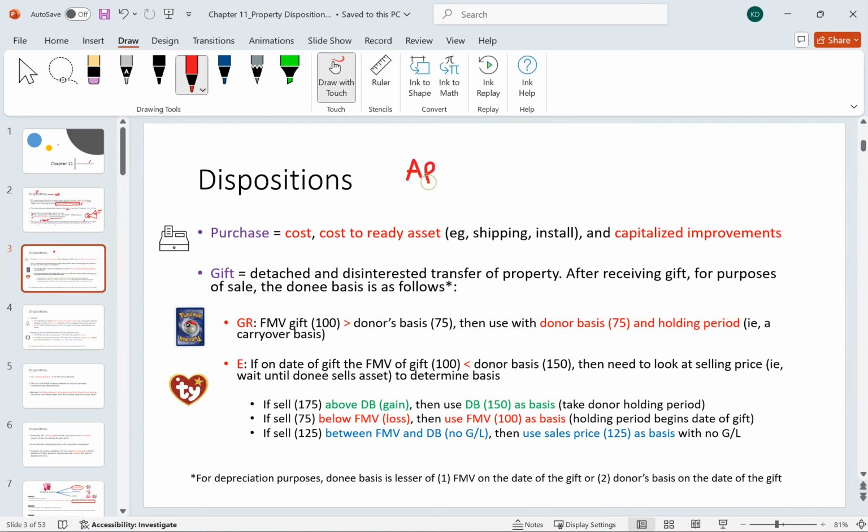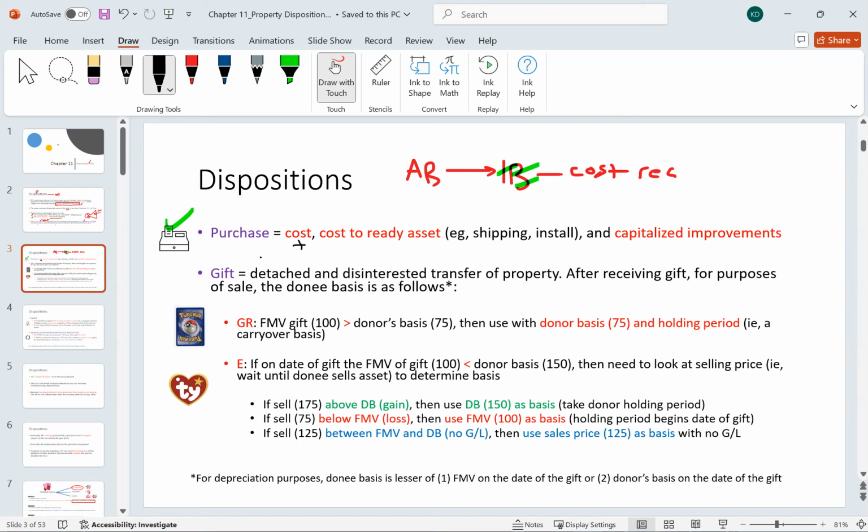We're now looking at adjusted basis. We said adjusted basis equals your initial basis minus any cost recovery, typically depreciation. We said your initial basis is basically dependent on how you acquire that asset. Typically, you buy it. If you were to buy an asset and I came up to you and asked, what is your initial basis? Well, it's kind of like cost plus.